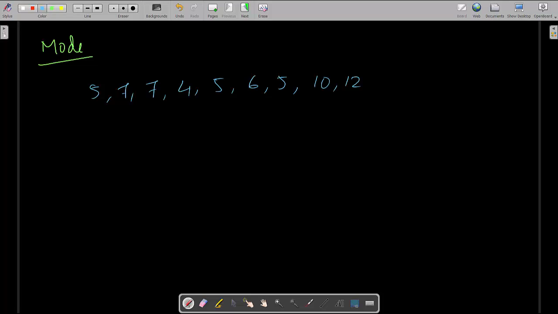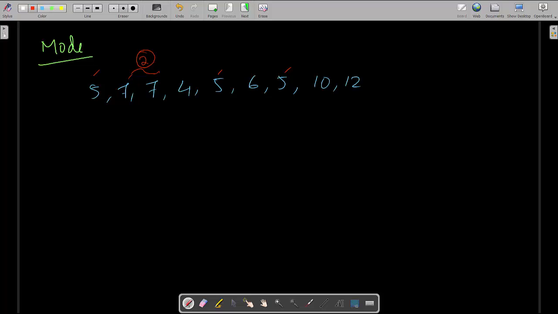So if you can see here, 5, 5, 5. 5 is repeating 3 times here, 7 is repeating 2 times. So we can say that in this series, the mode is 5 because it is repeating thrice, more than the others in the series of numbers. So this is how we calculate mode.